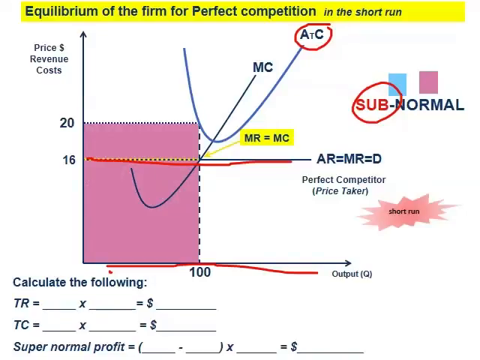Total cost, 20 times 100. Total revenue, 16 times 100. Total cost is obviously greater. Average cost is above average revenue. So you have subnormal profit. Right, take the numbers, do the calculations, and see if you're correct. Ask me in the teaching session if you're not sure.